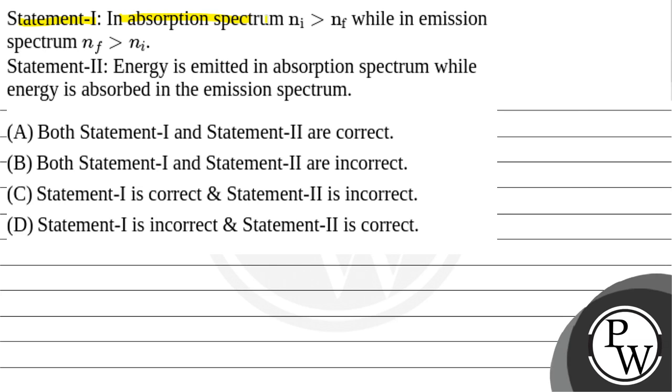Statement 1. In absorption spectrum, Ni is greater than Nf, while in emission spectrum, Nf is greater than Ni. Statement 2. Energy is emitted in absorption spectrum while energy is absorbed in the emission spectrum.